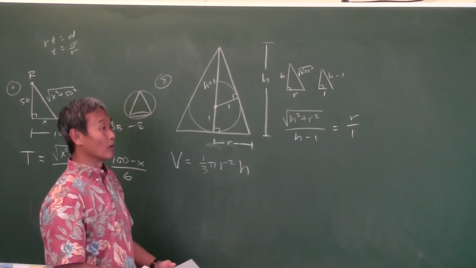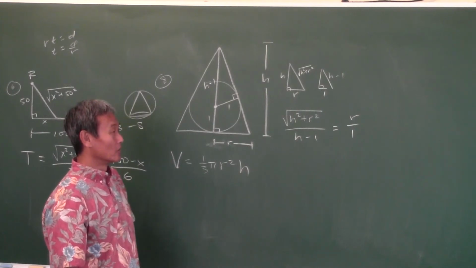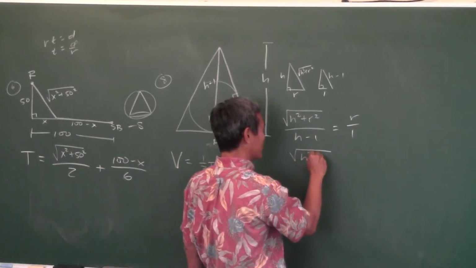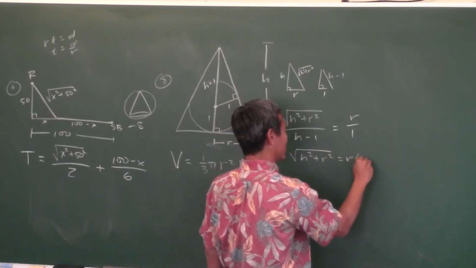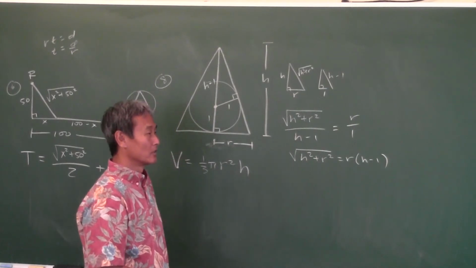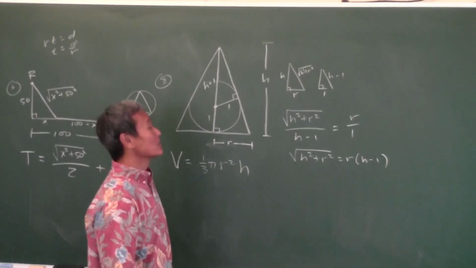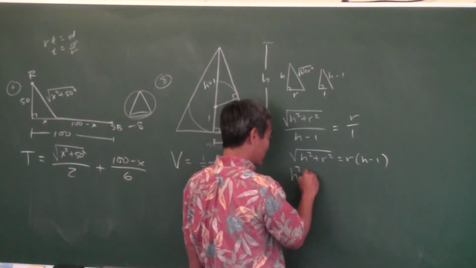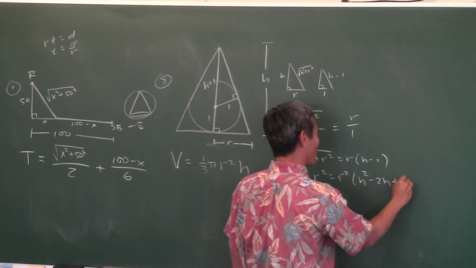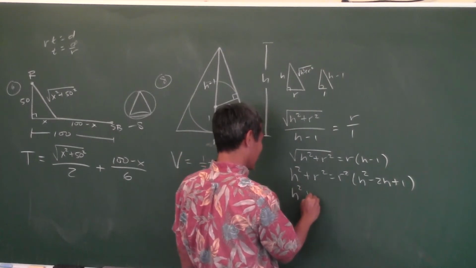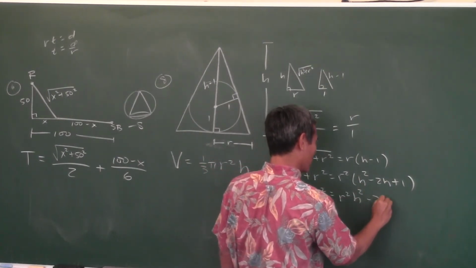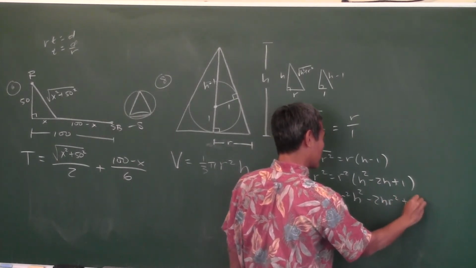Okay, how do you solve for h in that equation? I see a radical. What do? You isolate it. So cross multiply. So you got square root of h squared plus r squared is equal to r times h minus 1. How do I get rid of the radical? Square both sides. H squared plus r squared is equal to r squared times h squared minus 2h plus 1. Distribute. So that's r squared h squared minus 2h r squared plus r squared.